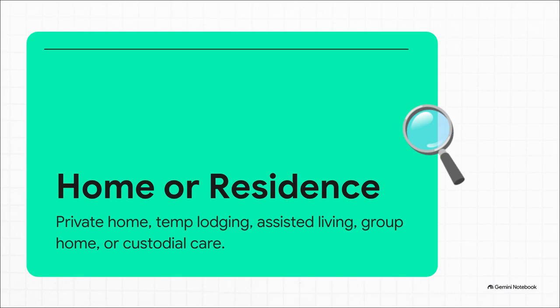Well, not anymore. Whether the provider is seeing the patient in their private suburban home, maybe a hotel room they're just staying in temporarily, an assisted living facility, or a board-and-care group home, you're going to use this single 99341 to 99350 code family. The only exception is a licensed intermediate care facility for individuals with intellectual disabilities. That still uses a different set. But overall, this update makes our lives so much easier.